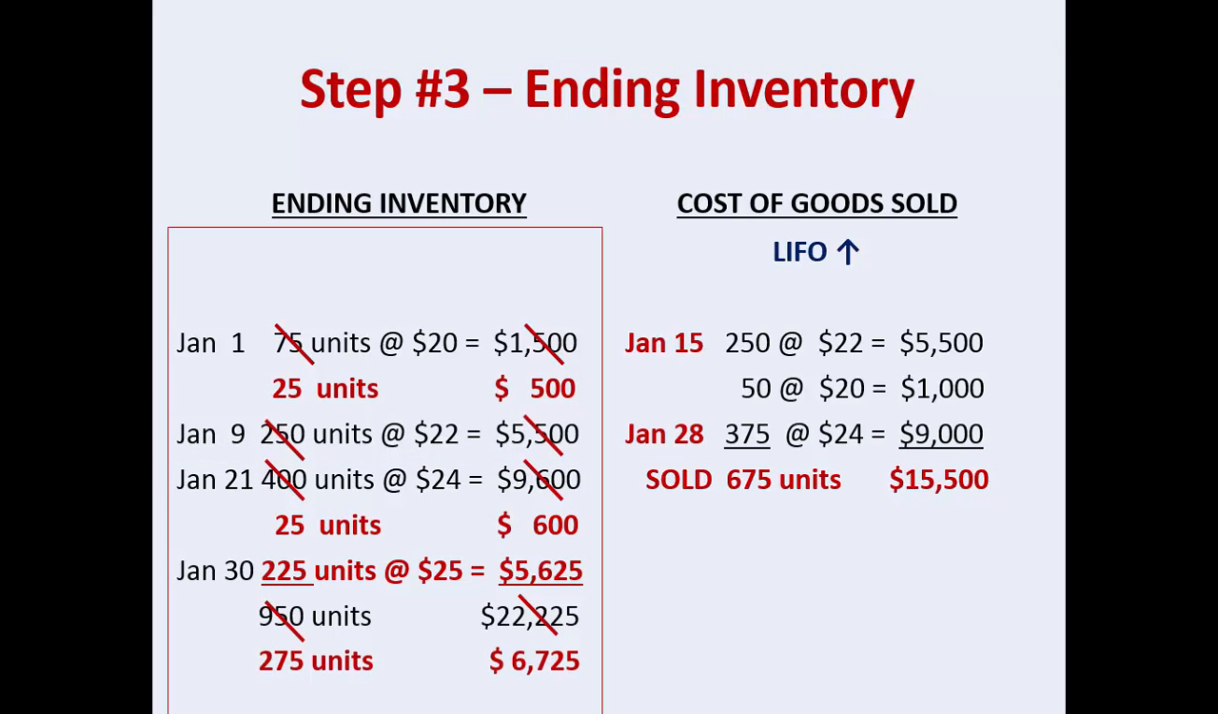Now these red lines, you do whatever works for you. You can mark out and just figure out what do you have left, because you have cost of goods sold and then you have to figure out ending inventory. January 1st, you assigned 50 at 20 on the January 15th sale, so that leaves you 25 units purchased at 20. And then you have 25 units purchased on the 21st. The ones from the 9th, those were all sold. And then you have all of the purchases from the 30th for a total of 275 units and $6,725 for ending inventory.